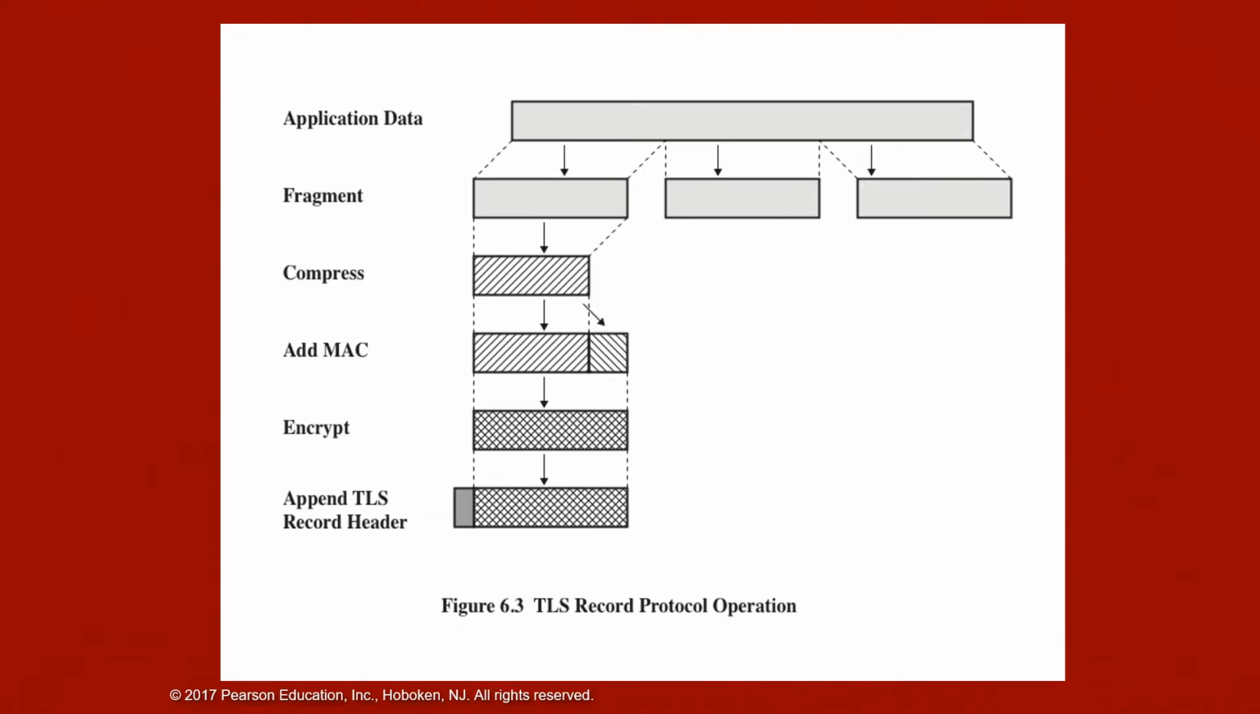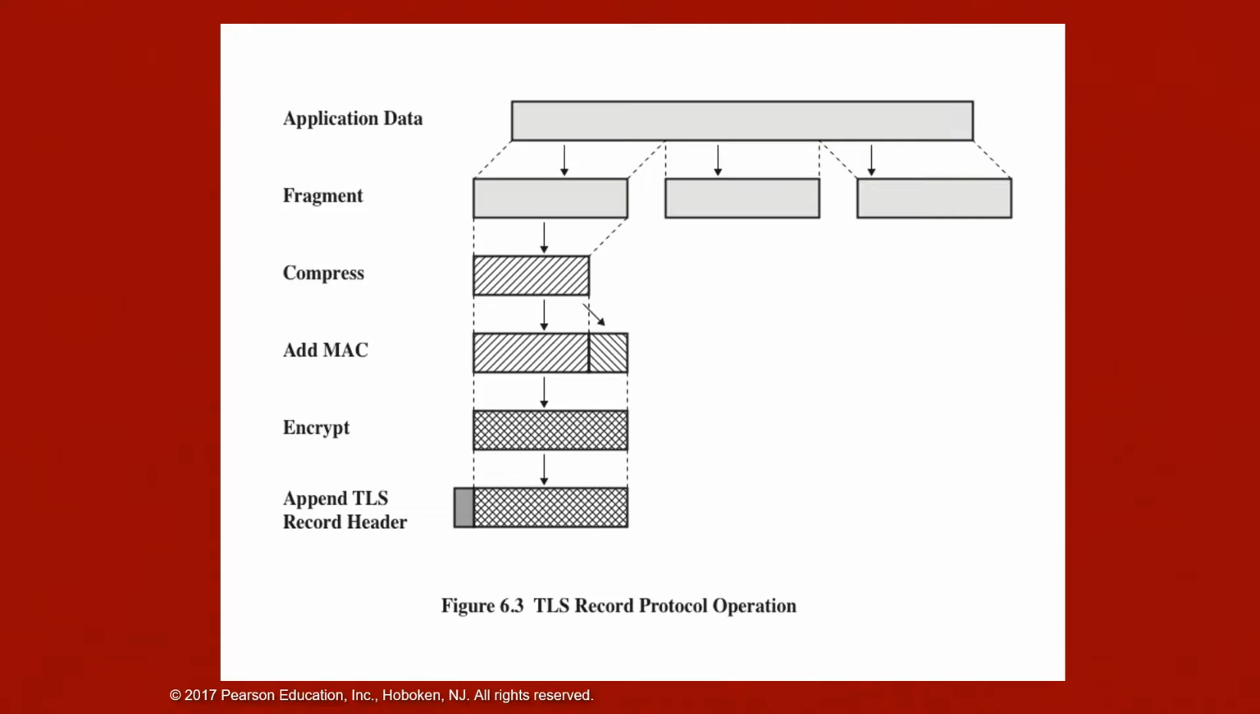Each upper layer message is fragmented into blocks of 2^14 bytes, which is 16,384 bytes or less. Next, compression is optionally applied. Compression must be lossless and may not increase the content length by more than 1,024 bytes. In TLS version 2, no compression algorithm is specified, so the default compression algorithm is null. The next step in processing is to compute a message authentication code over the compressed data.